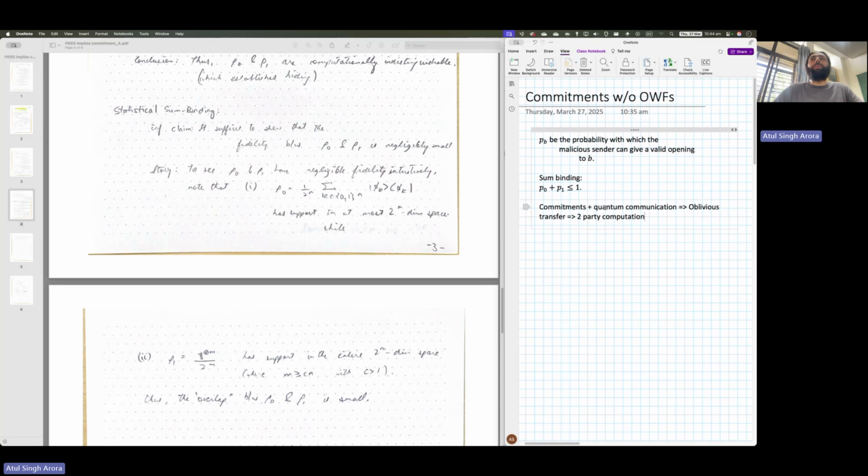So the notion of commitments that is needed to give this implication is sum binding. Okay, and we'll hopefully look at this construction as well, because this is also a relatively recent result. Okay, so where were we?